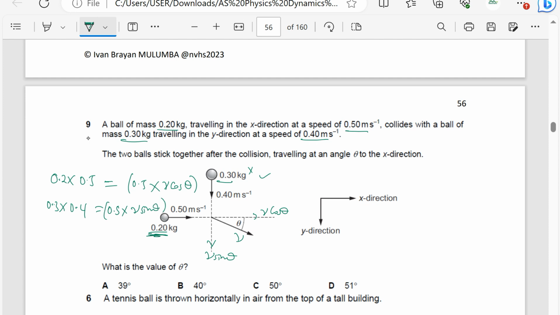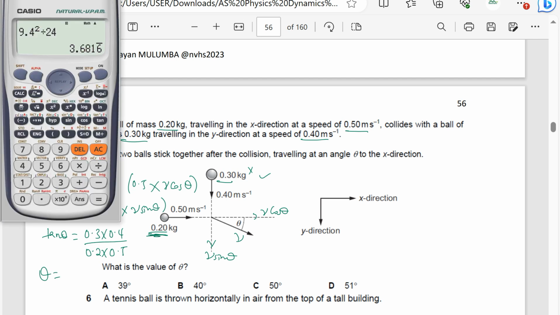So I'll just divide the two equations. Equation 2 divided by equation 1. V cancels. So sine theta divided by cos theta is tan theta. 0.5 cancels. So on the left hand side, I have 0.3 times 0.4 divided by 0.2 times 0.5. So I'll just find theta. The ratio here is 0.3 times 0.4 divided by open brackets 0.2 times 0.5.